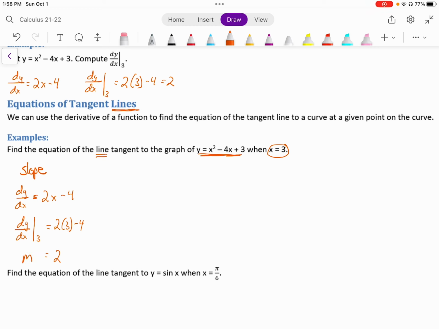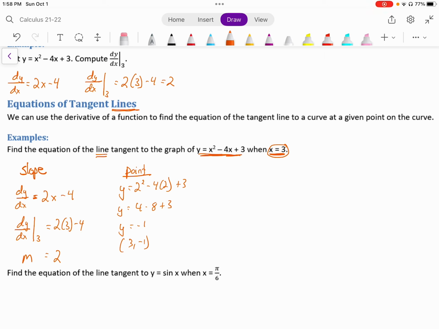So now we know the slope. Now we need a point that it goes through. Well, we know x equals 3. So if x equals 3, what's the y value? Well, we put x in to help us find the y value. And we put it into the original function we're going to find the y value when x is equal to 3. So we have 3 squared minus 4 times 3 plus 3. This is 9 minus 12 plus 3. 9 minus 12 is negative 3 plus 3 is 0, so y equals 0. So we know the point that it goes through is 3, 0.